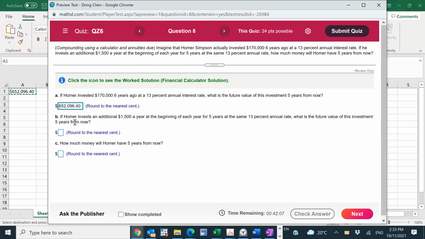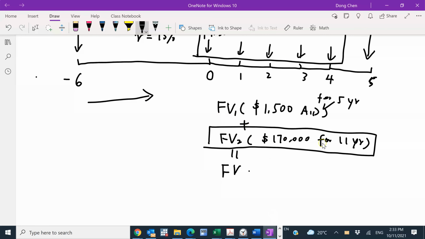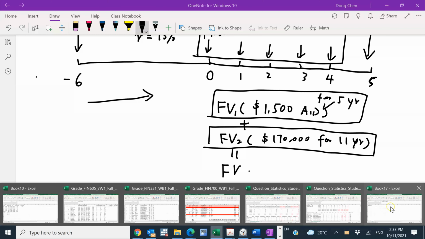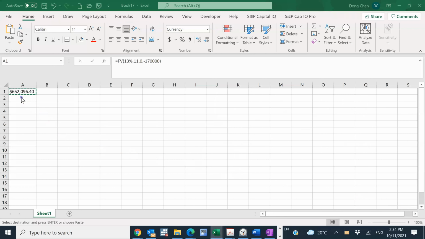And part B, if Homer invests an additional $1,500 a year at the beginning of each year for 5 years at the same 30% annual rate, what is the future value of this investment 5 years from today? So basically, this is asking for this future value 1, right? 15 years, $1,500 annually due for 5 years. So we can use 2 ways to get the same answer.